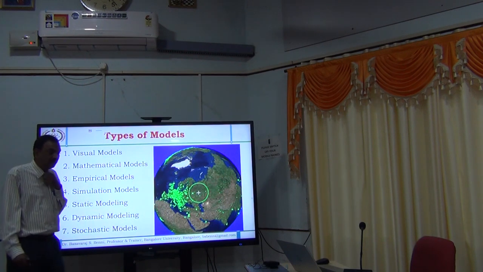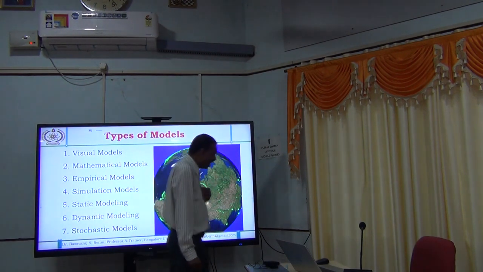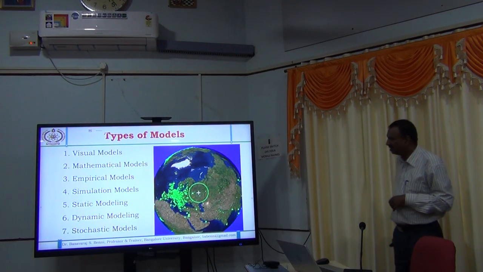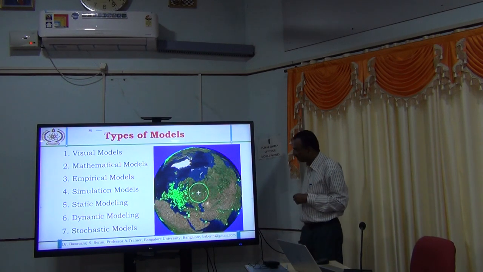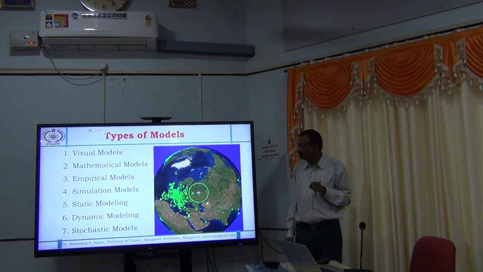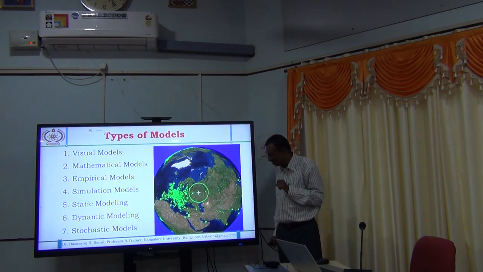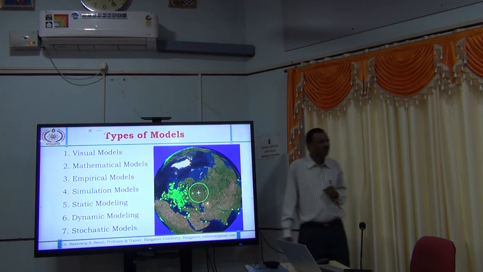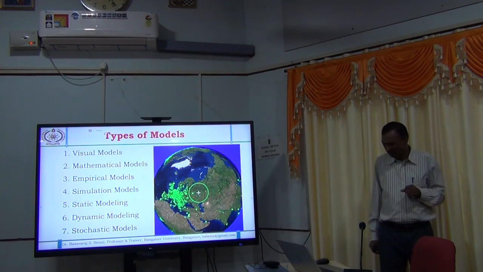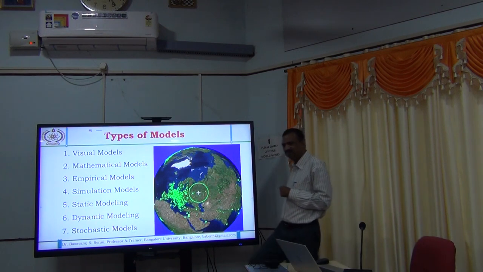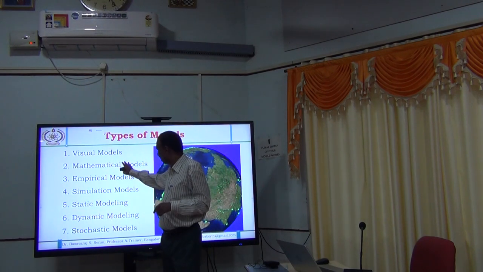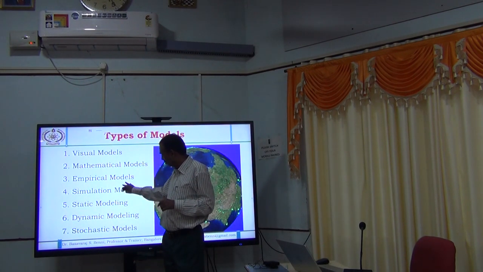Now, types of models. What are the different types of models? We have seven types of models. First one is visual models, mathematical models, empirical models, simulation models, static modeling, dynamic modeling, and stochastic modeling. Will anybody say a little more on any one of those? Anyone? It's open.